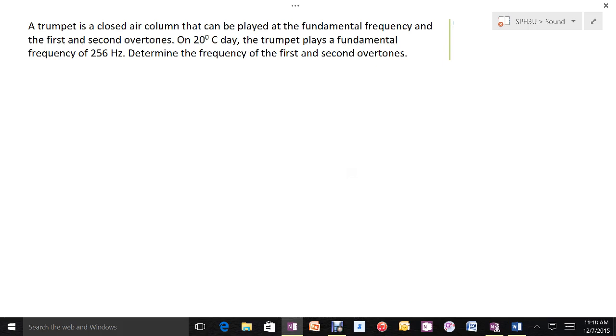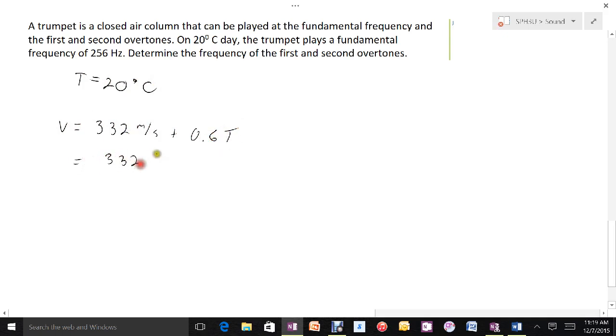So let's start. First of all, we need that speed of sound. The temperature is 20 degrees Celsius. So V equals 332 meters per second plus 0.6 T, or 332 meters per second plus 0.6 times the 20, which works out to 344 meters per second.